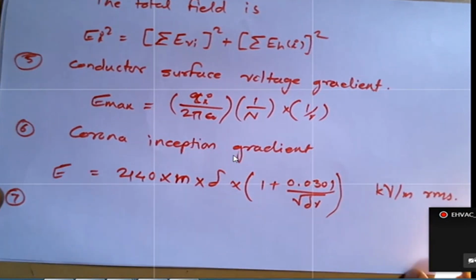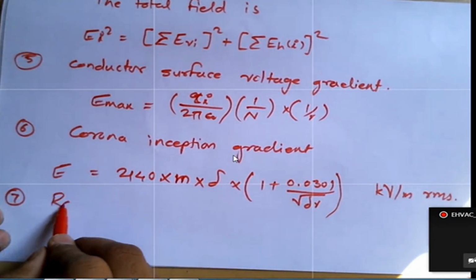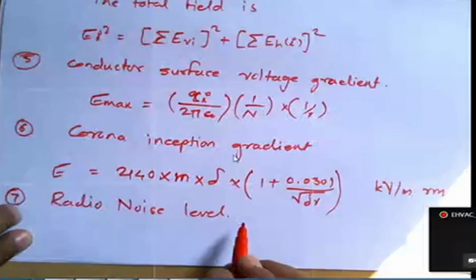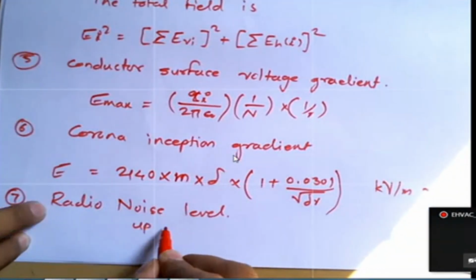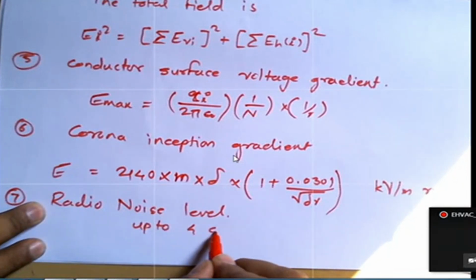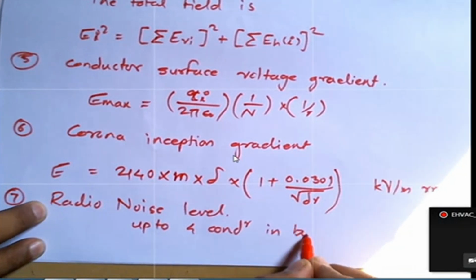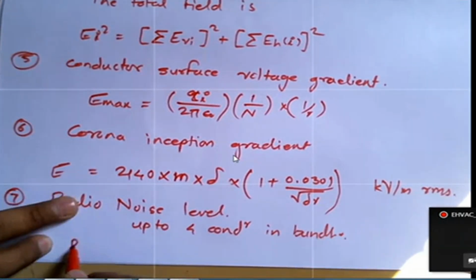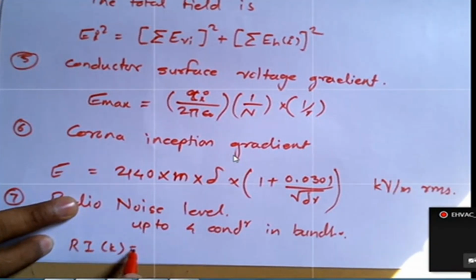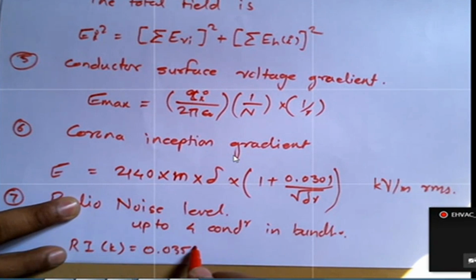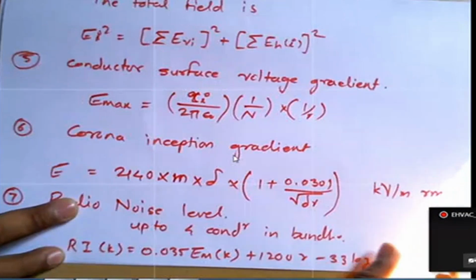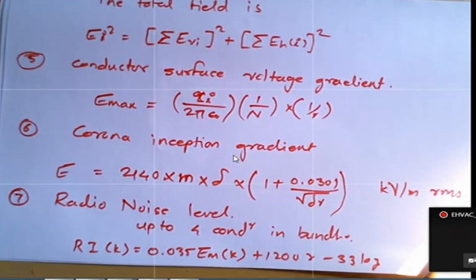The next factor on which steady state design of transmission line depends is radio noise level. So what is radio noise level? If we consider up to 4 conductors in a bundle, this radio noise is equal to 0.035 em plus 1200 r minus 33 log. So just keep it in mind. No need to note it down. I will share the notes.